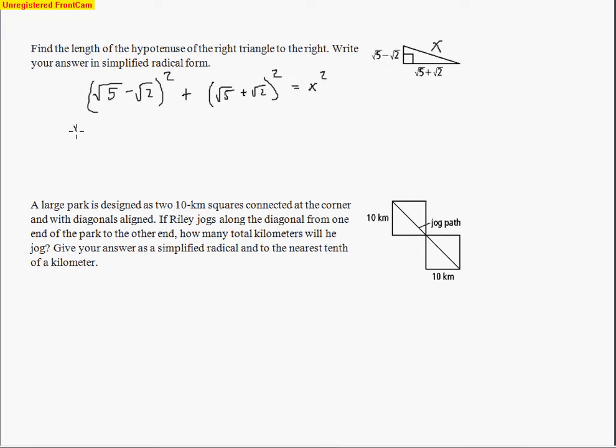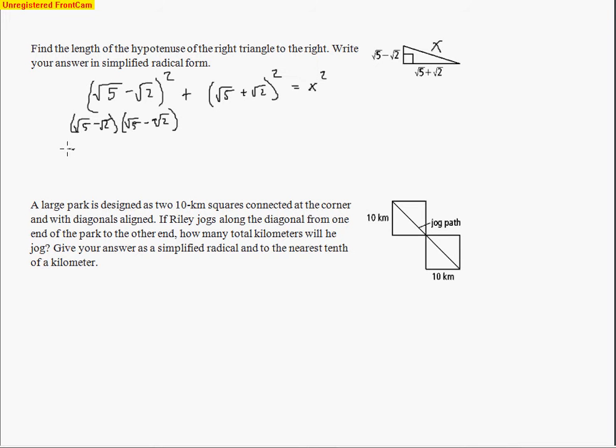Now again, I'll write this out twice so you can see it. So I have the square root of 5 minus the square root of 2 times the square root of 5 minus the square root of 2. So it's not a difference of squares here, so it's not going to make 5 minus 2. It's not going to make that this time.